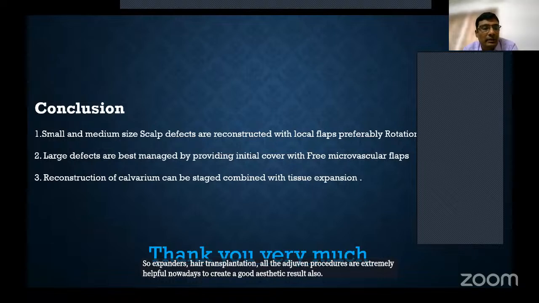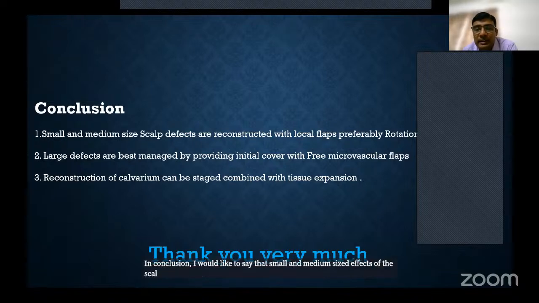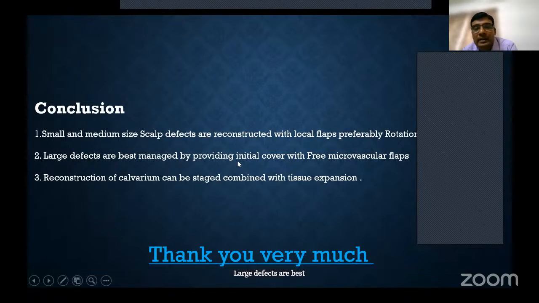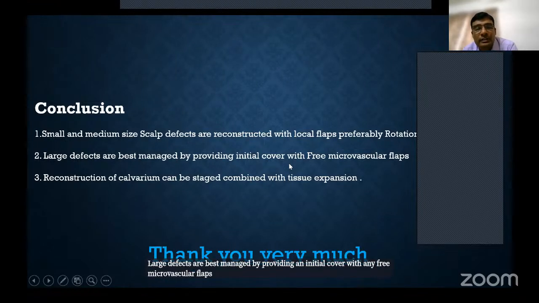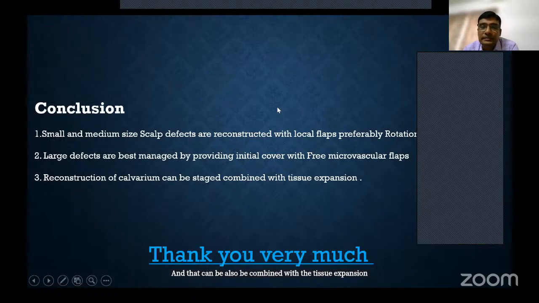In conclusion, I would like to say that small and medium-sized defects of the scalp you can reconstruct with local flaps, preferably a rotational flap. Why? Because it doesn't distort anything. Large defects are best managed by providing an initial cover with any free microvascular flap, following which you can do a reconstruction of the calvarium with either a staged bone graft or a mesh or a 3D reconstructed implant, and that can also be combined with tissue expansion. Thank you very much.